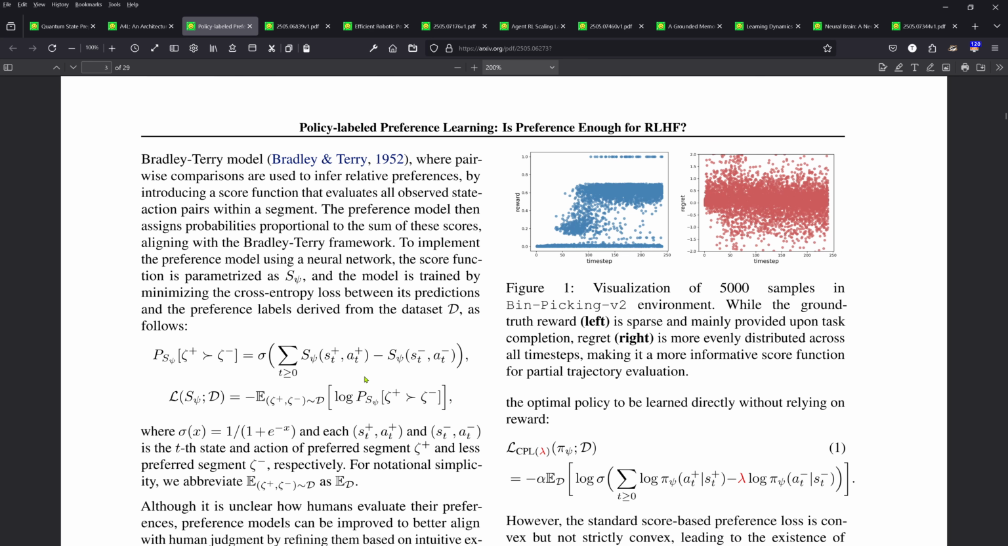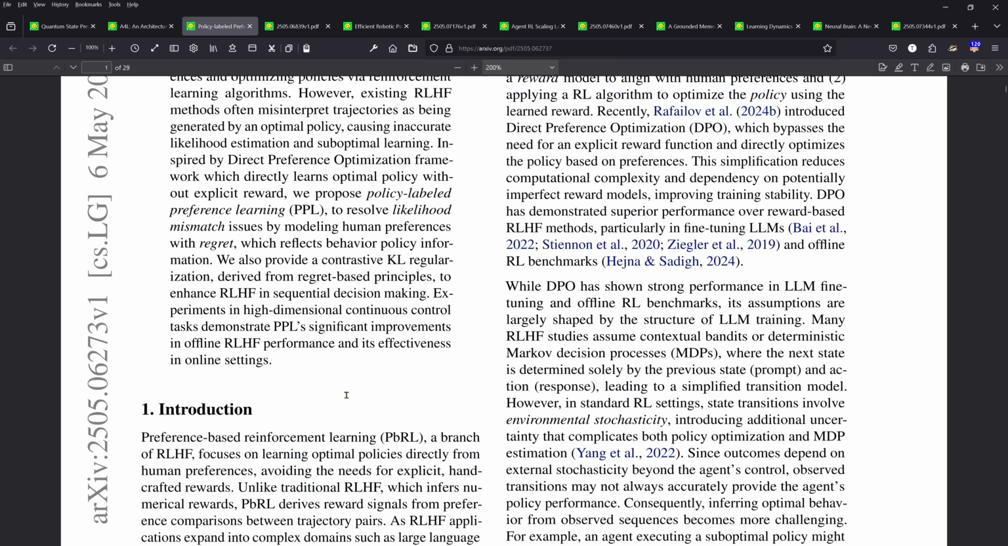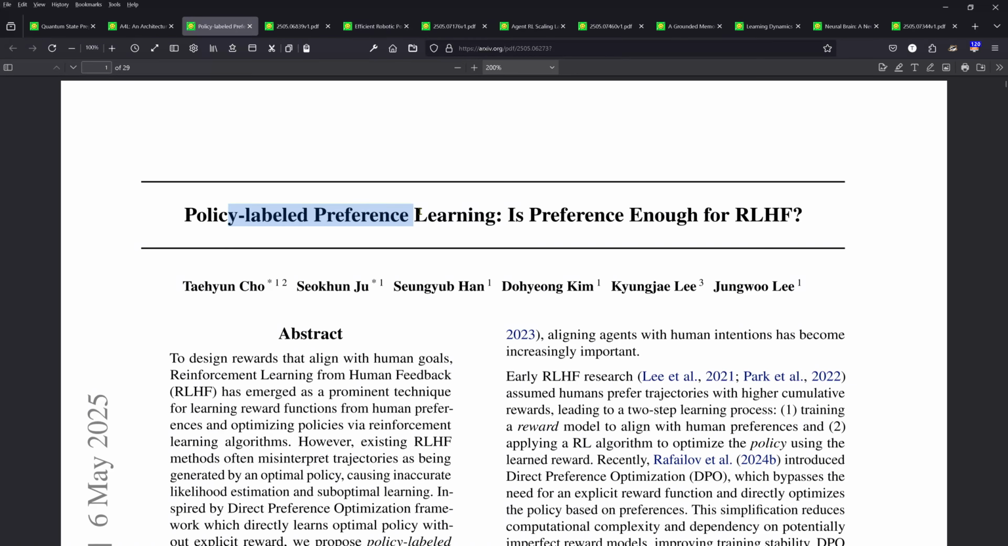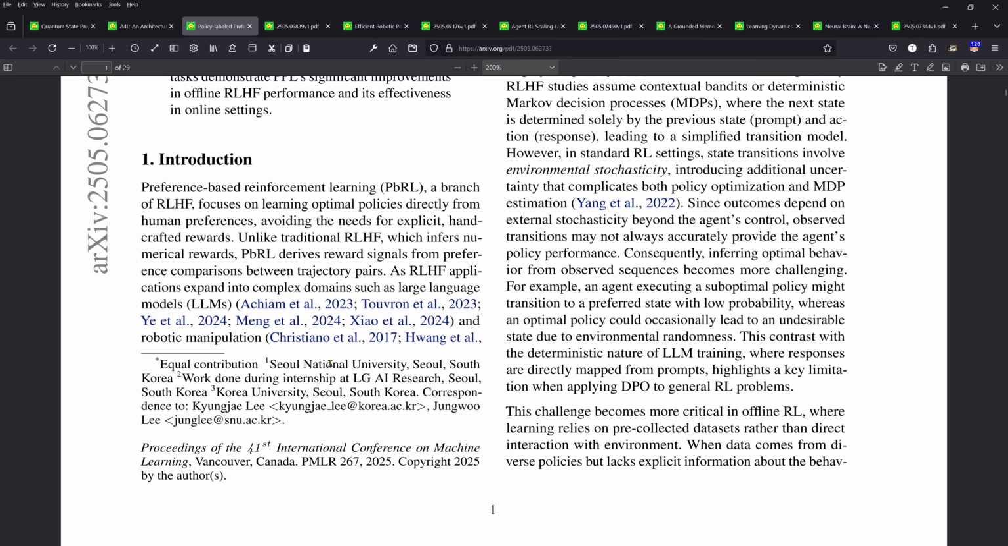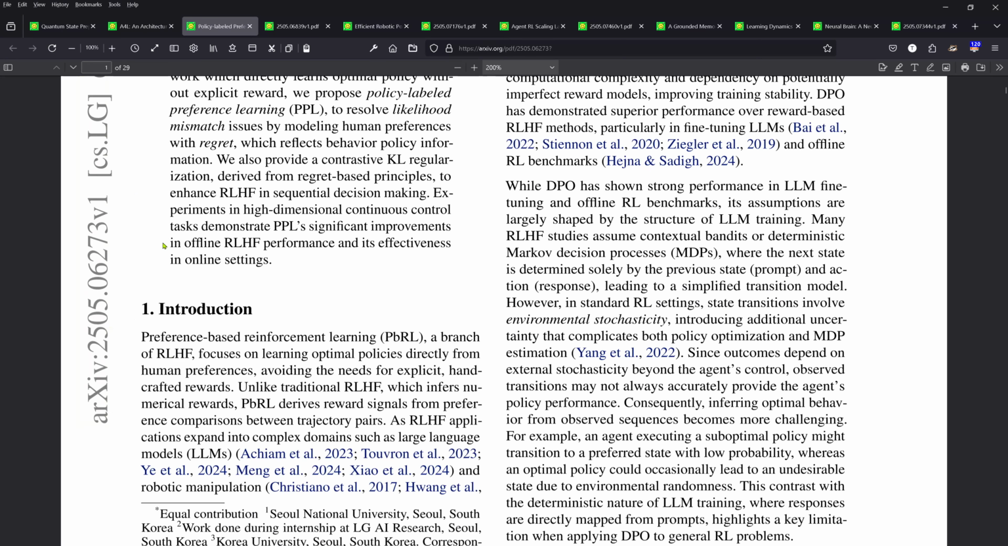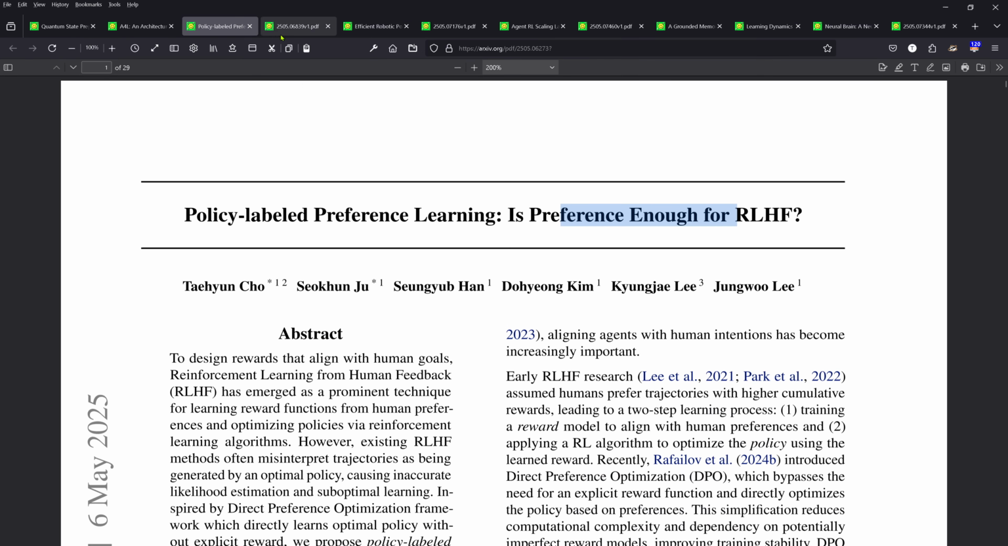And they analyze how we can further optimize our understanding. So, of course, they have a policy optimization, a value model optimization. They work with a maximum entropy framework. I really like this study. This is called Policy Label Preference Learning: Is preference enough for reinforcement learning by human feedback? This is, I think, South Korea. Yes, Seoul National University, South Korea, and Korea University, Seoul, South Korea. Great. This is the arXiv link for you. This is already published May 6th, but it's out today.